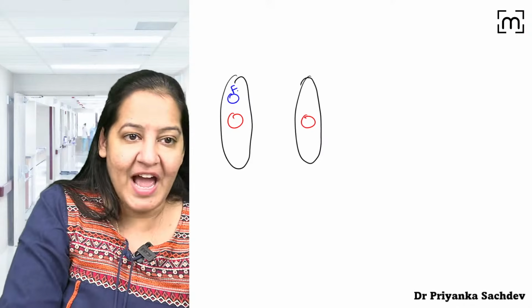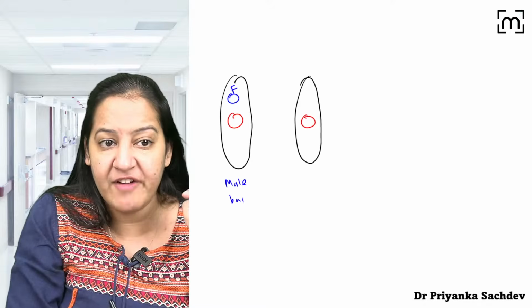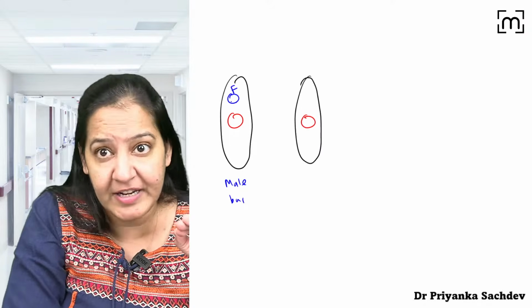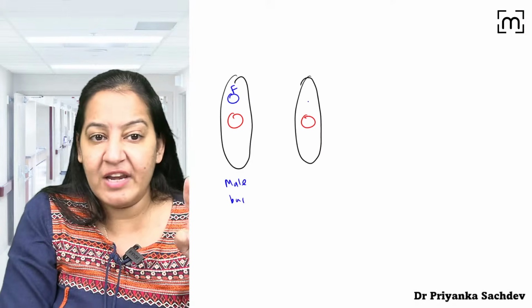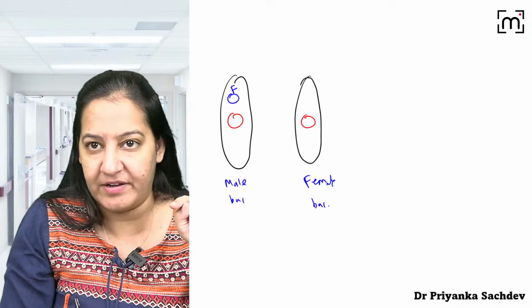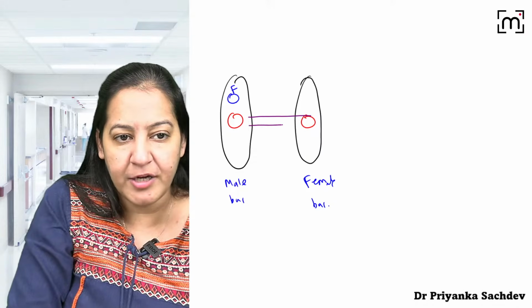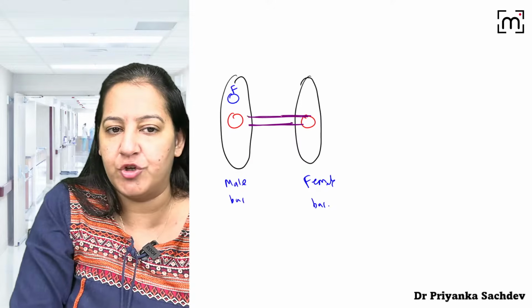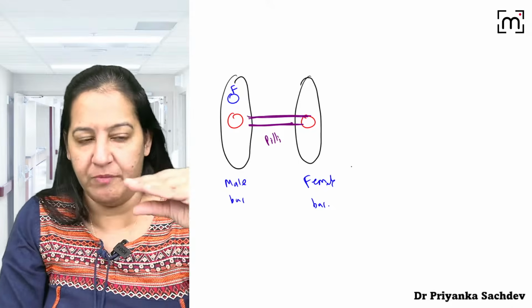So the first bacteria has the F-plasmid. It is known as male bacteria. F is for fertility. It has the fertility plasmid, that's why it is known as male bacteria. The second bacteria, in which the F plasmid is absent, is known as female bacteria. So what will happen between them? A tube is formed. It is known as a conjugation tube or pili. A conjugation tube will form.